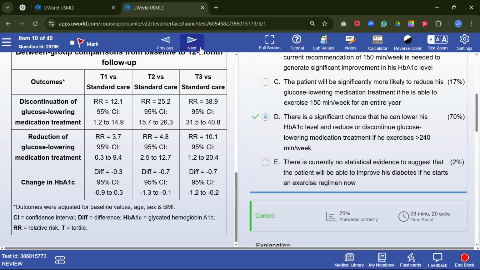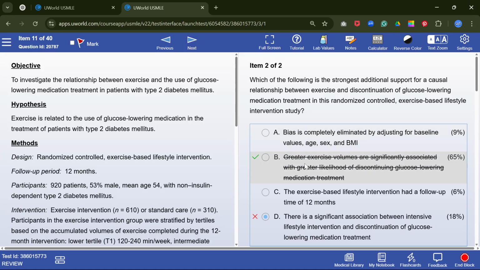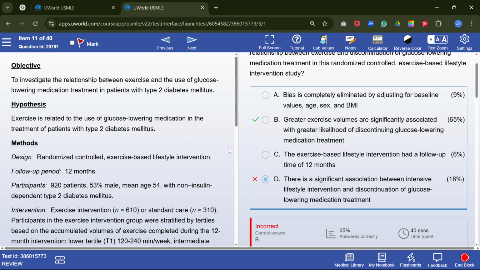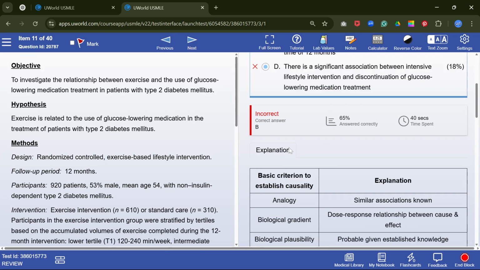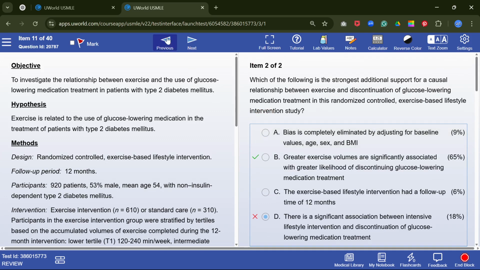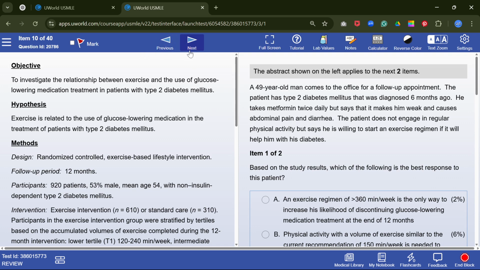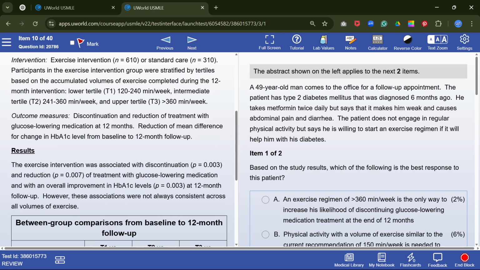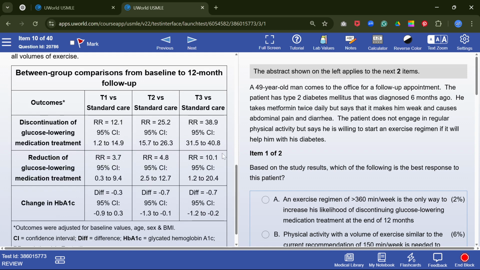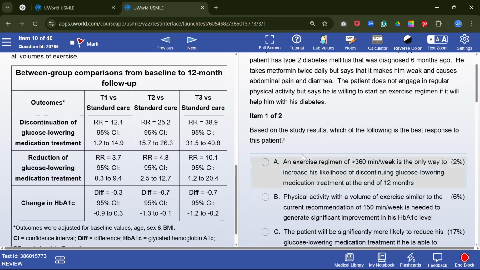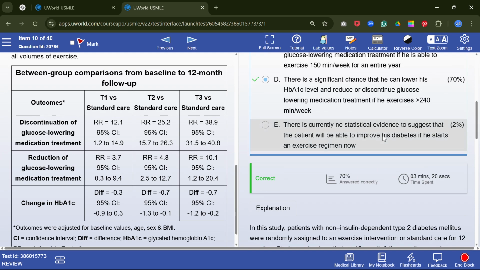Okay, then last. Oh, there's a second part of this question? You didn't tell me there was a second part. Okay, this is two parts, I think so. Can you read the question? Everything is all the same. Based on the study, which of the following is the best response?